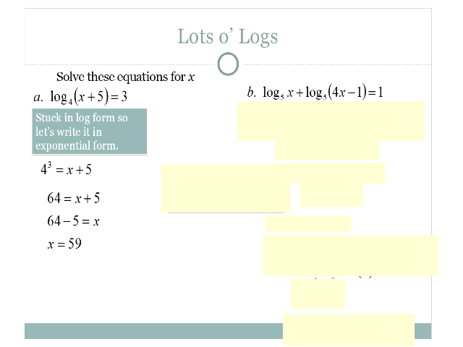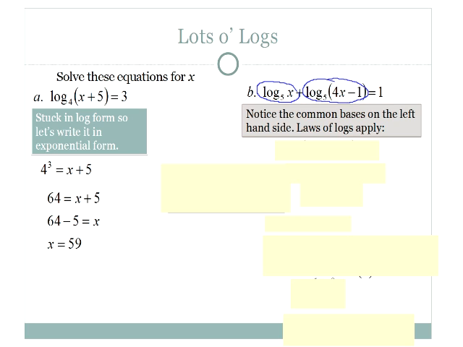Question B is a lot more difficult. In question B, I don't know what this log is because I don't know what x is. And I don't know what this is because I don't know what x is. But what I do recognize is that I have common bases. I'm adding logs at the same base. So what I can do here is I can keep the log in the base and multiply those items.